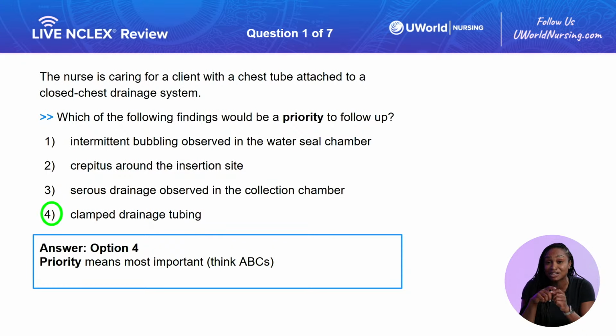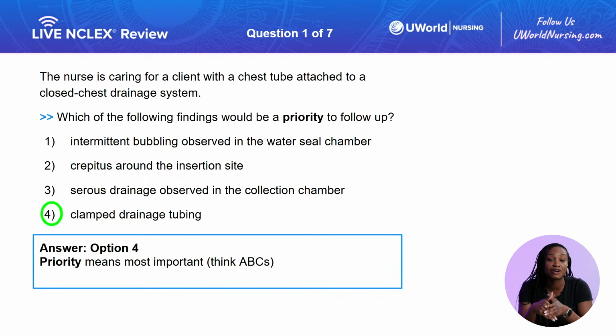So make sure to follow the line. Sometimes it's not an actual clamp. It could be a pigtail that turns the connection of the airflow off to the client or off to the drainage system. The main thing that I've learned in nursing school is to follow the line all the way up to the client, because sometimes that pigtail or the stopcock can be right up against the client's chest or abdomen. So you can see right there that it is off to the actual drainage system.